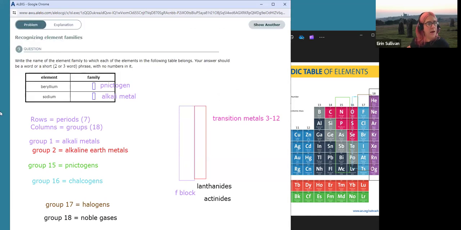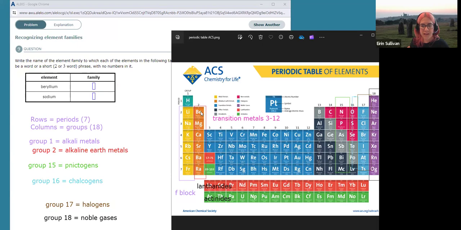Okay, let's pull up another one and make sure we've seen all the things to see. So beryllium and sodium, we've just had sodium, so I'll just answer beryllium. Find beryllium in the periodic table. Beryllium's right here, at the top of the alkaline earth metals. So beryllium is an alkaline earth metal. Sodium is an alkali metal.